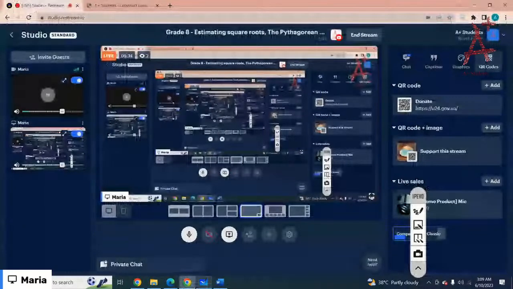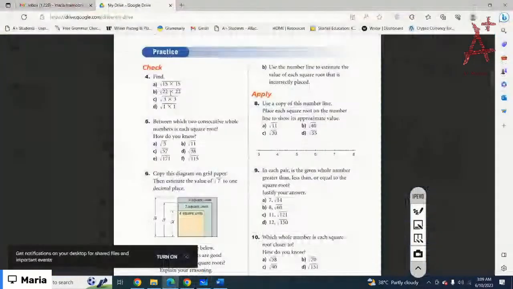Okay, the next one is square root of 22 times 22. They all are exactly the same. The squaring and square root cancel out each other. So the answer for option B is 22. For C it is 3, and for D it is 1.